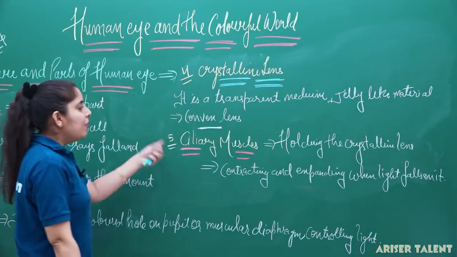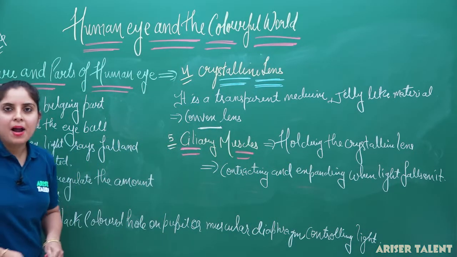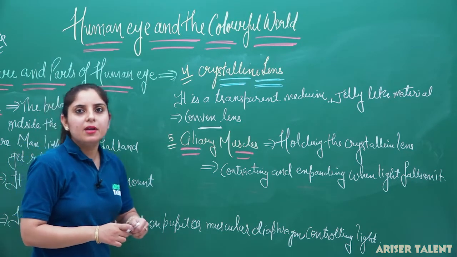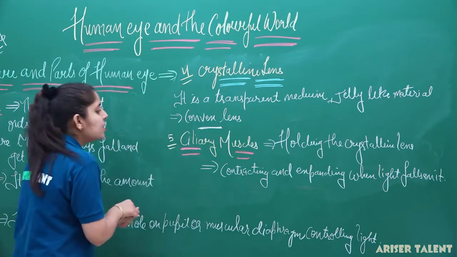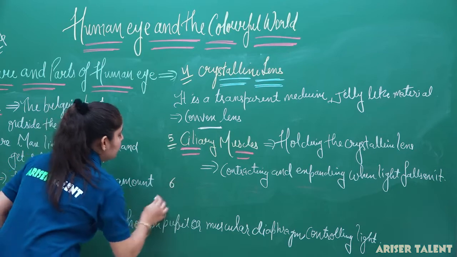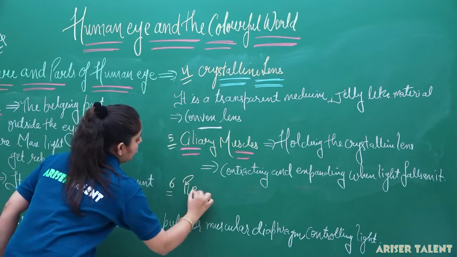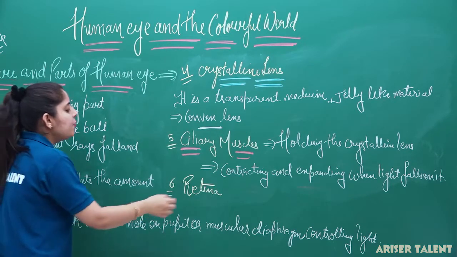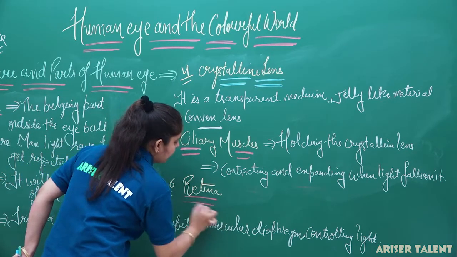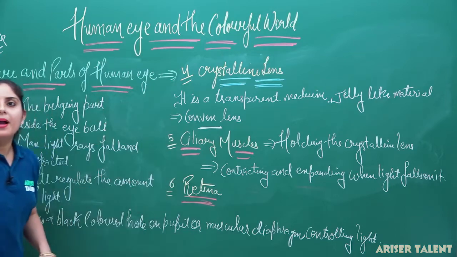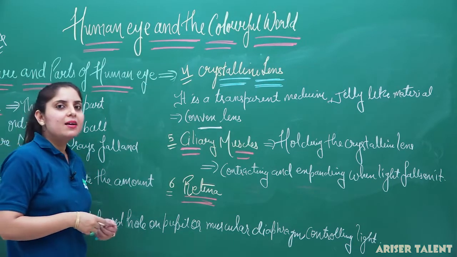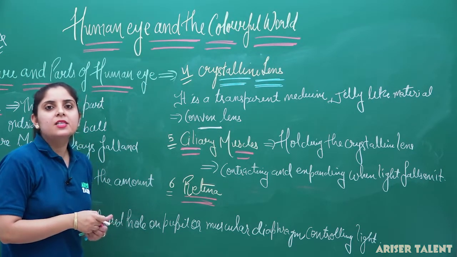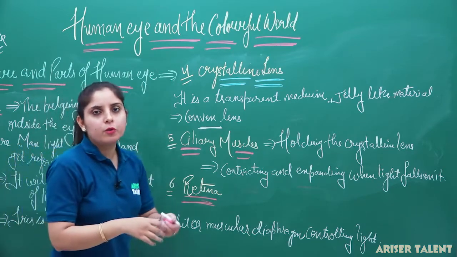Now, after ciliary muscles, the 6th part we have in the eye is the retina. What will be the function of that part, the retina? Retina is a very important part in the human eye, and it is just like a screen where the image is going to be formed.